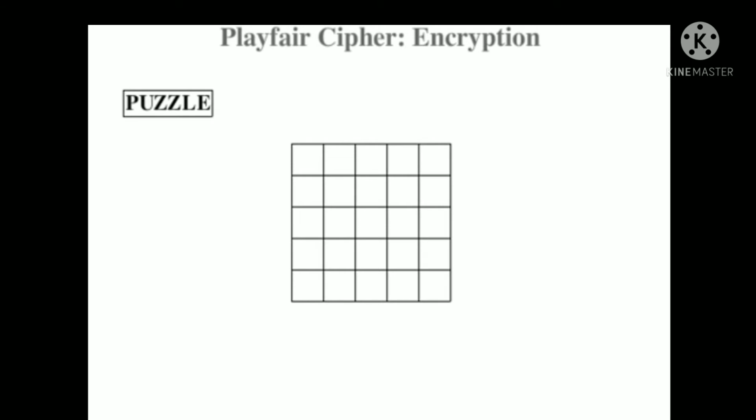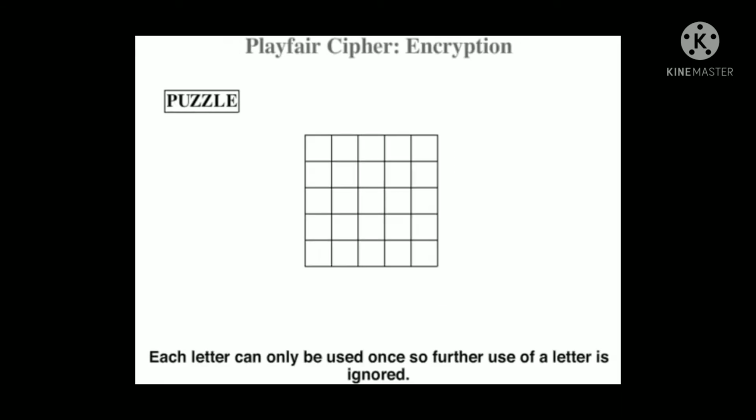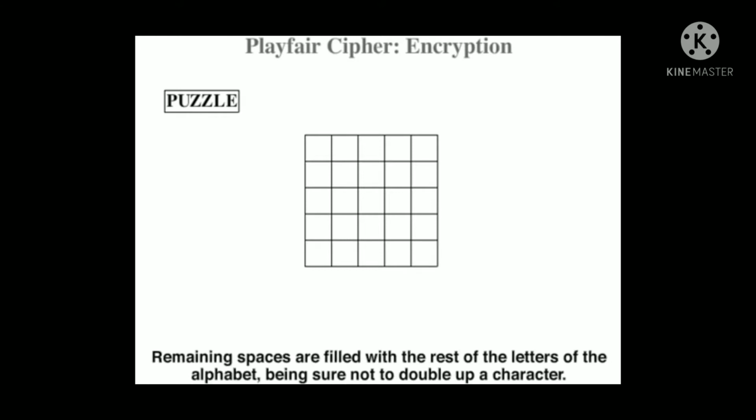Write the keyword in the first spaces, left to right. Each letter can only be used once, so further use of a letter is ignored, and the remaining spaces are filled with the rest of the letters of the alphabet. Be sure not to double up a character.